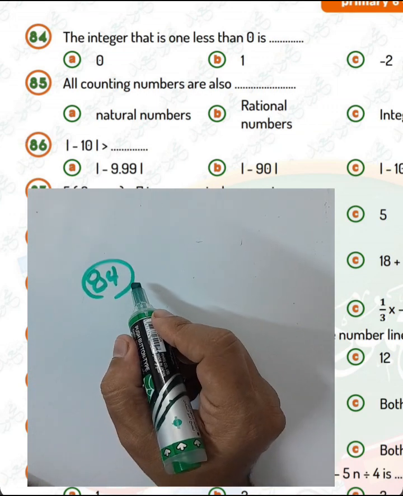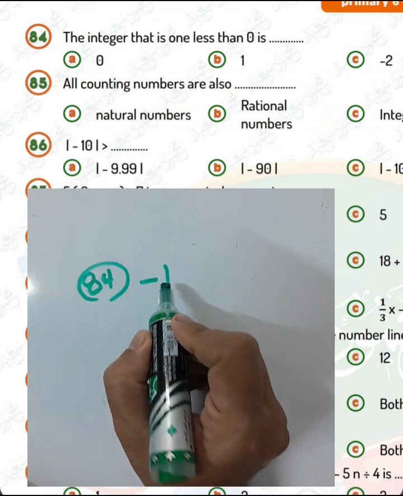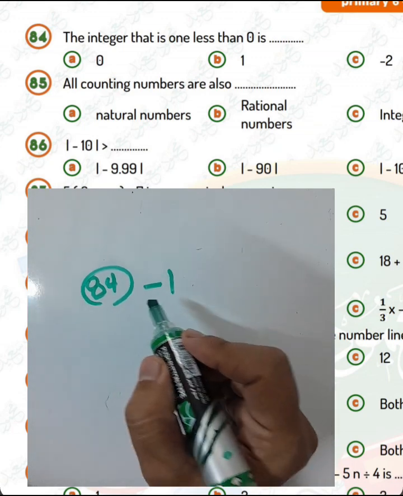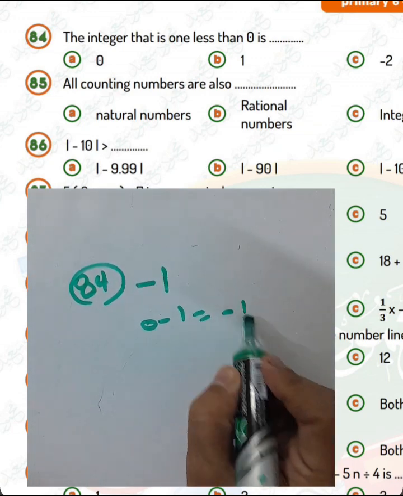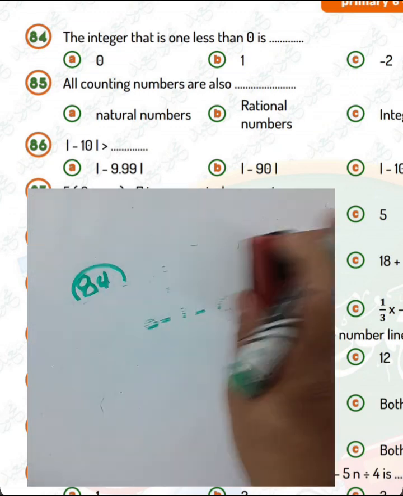The integer that is 1 less than 0. 1 less than 0 means -1. Subtract 1 from 0, it will be 0 minus 1, which is -1. Okay, the integer that is 1 less than 0 is -1.